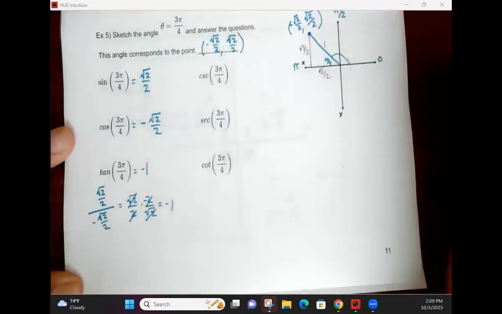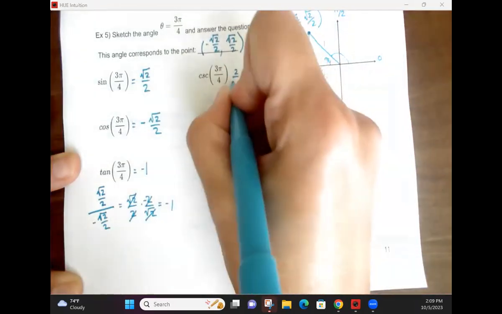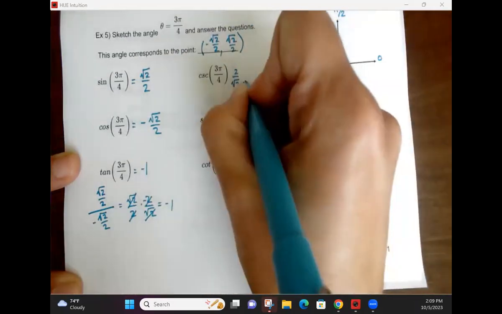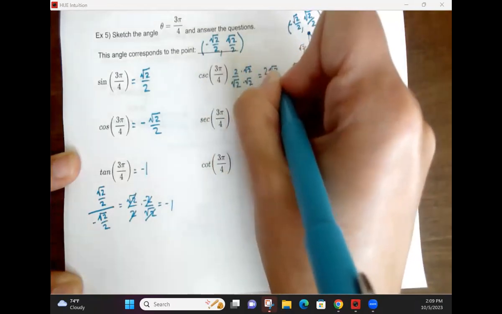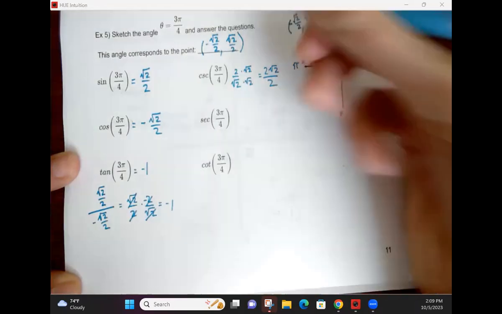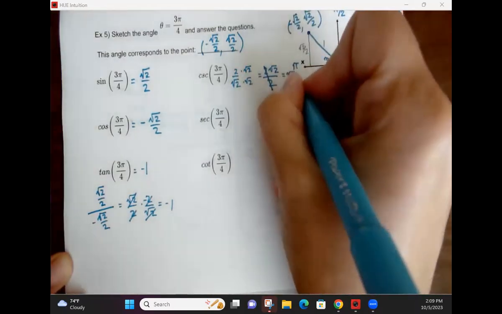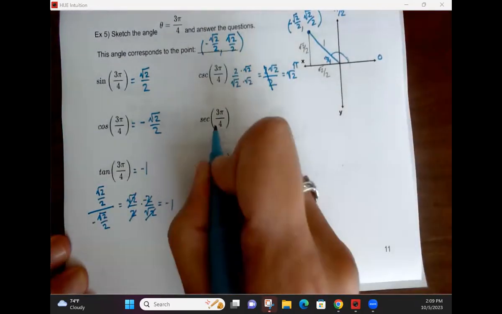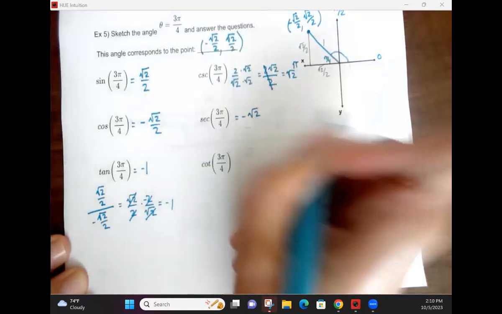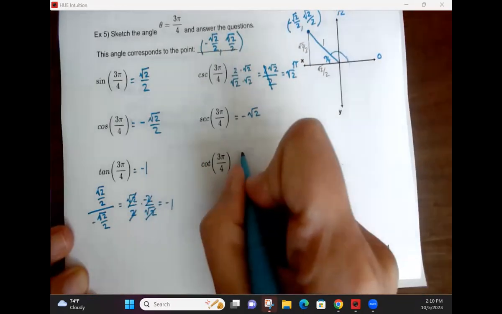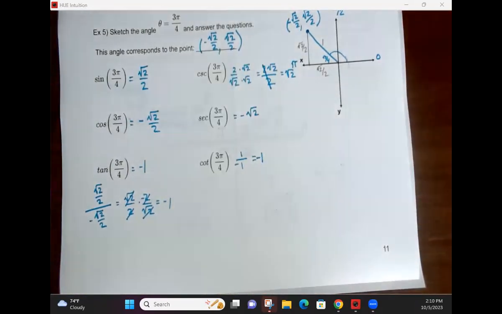For our next three values, we're just looking at the reciprocal. So this would be 2 over root 2, and then again, rationalize our denominator. So we get 2 root 2 over 2, and we could reduce and just get square root 2. For secant, it's going to be the same thing but negative, so negative root 2. And for cotangent, 1 over negative 1 is just negative 1.